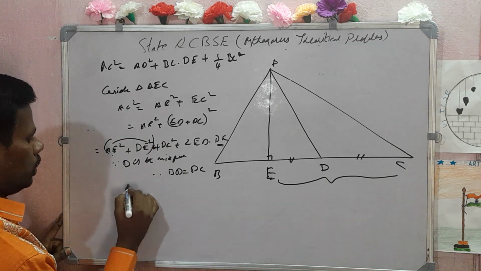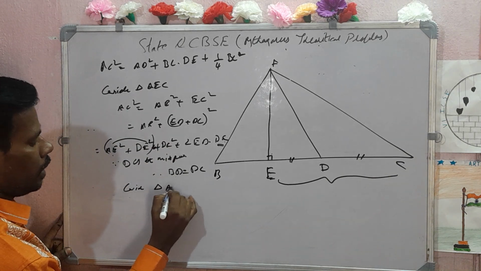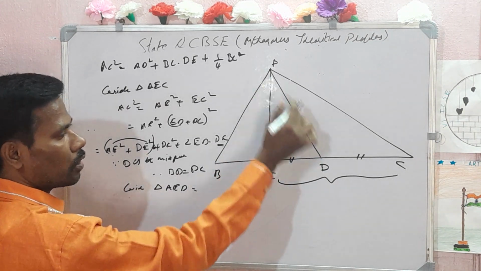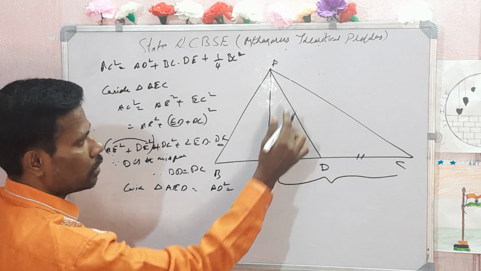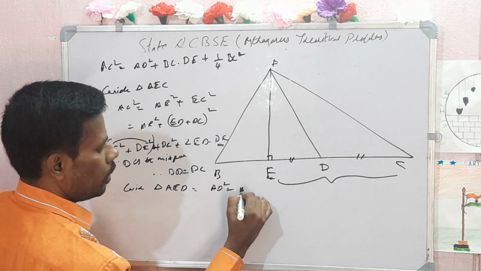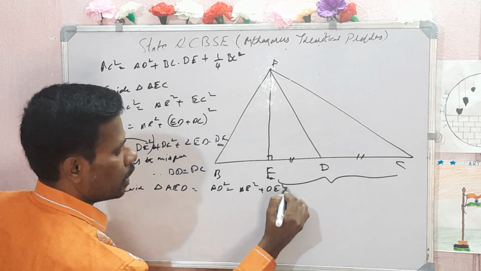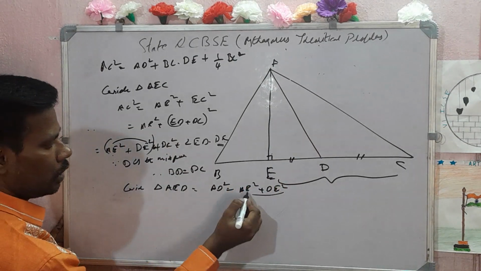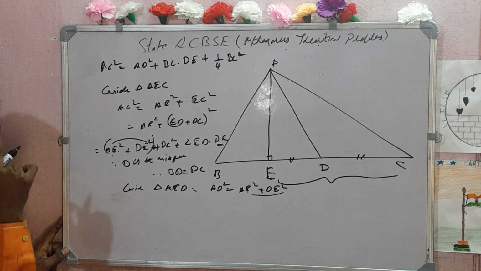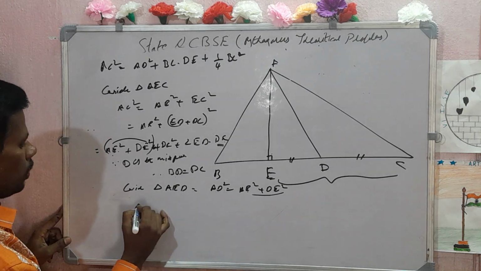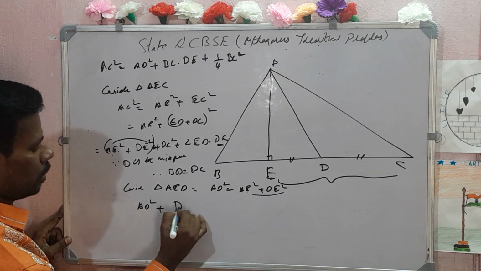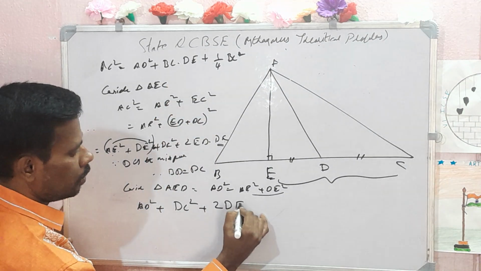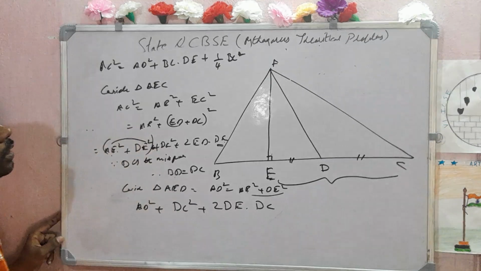So consider triangle AED. In triangle AED, square on the hypotenuse AD square is equal to what? AE square plus DE square, right? Square on the hypotenuse is equal to the sum of squares on the other two sides. So therefore, AE square plus DE square is nothing but, what can you write? AD square plus BC square plus 2 times DE into DC, right?